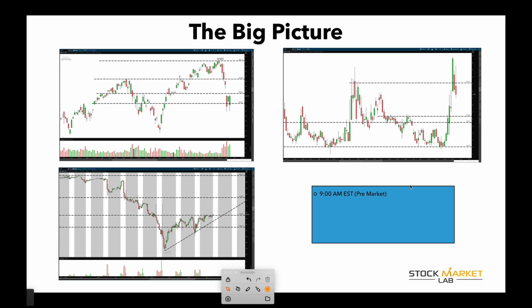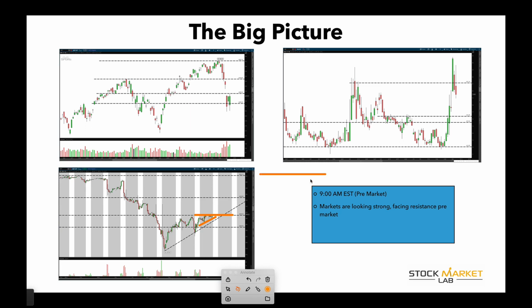What's going on? So it's 9 a.m. Eastern Standard Time, pre-market time. Markets are looking strong, facing resistance pre-market. So during the pre-market, the markets are so far looking strong, right? They're facing our critical resistance point.